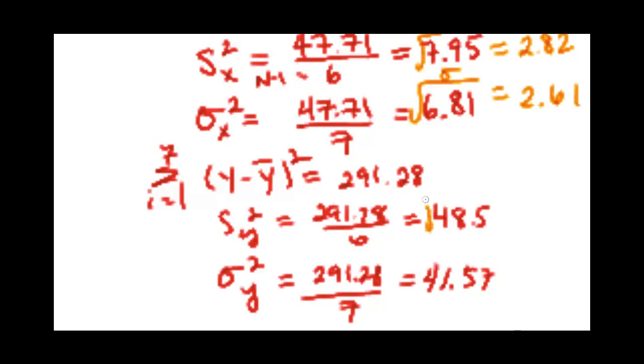To get those into our standard deviations, again, use square root. So here we're going to be doing the square root of 48.5, which for the sample was 6.96, and the other one for the population was 6.45.